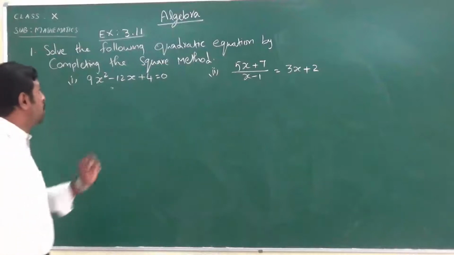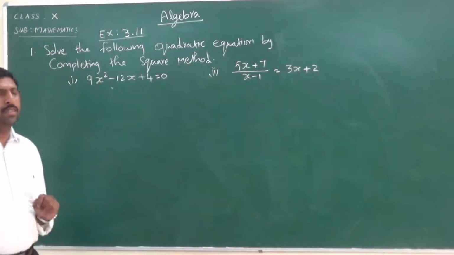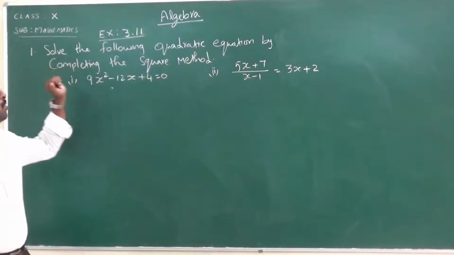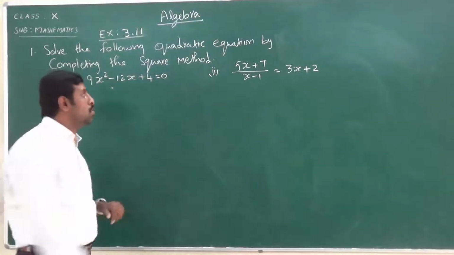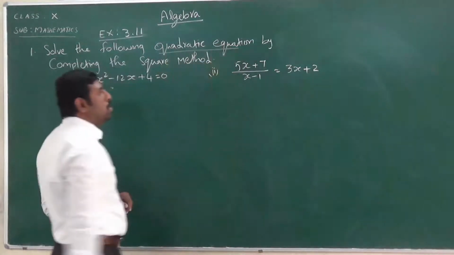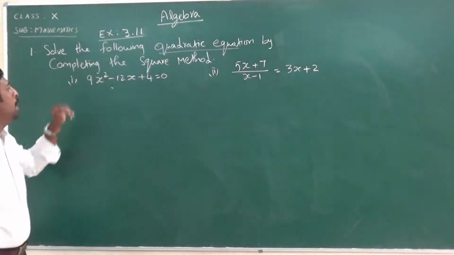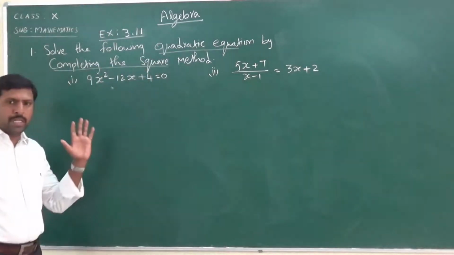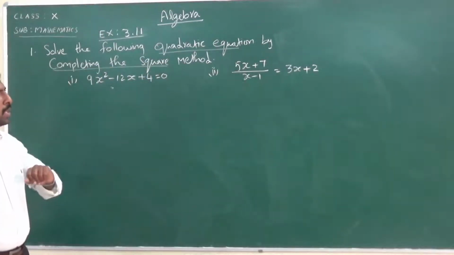Hi students, today we are going to see exercise number 3.11 in algebra. See the first question: solve the following quadratic equation by completing the square method. We want to use the completing the square method to solve the quadratic equation.